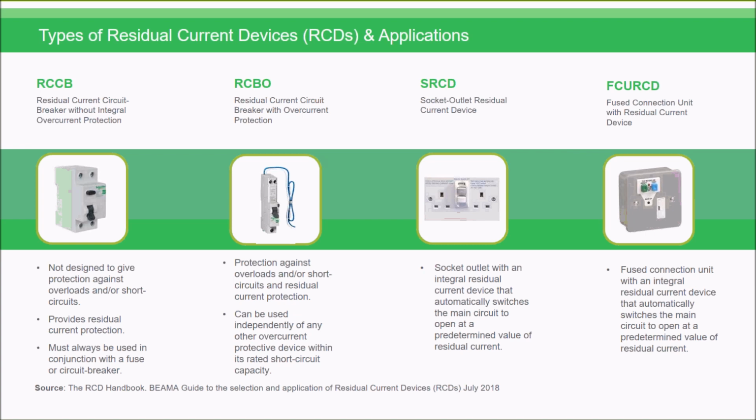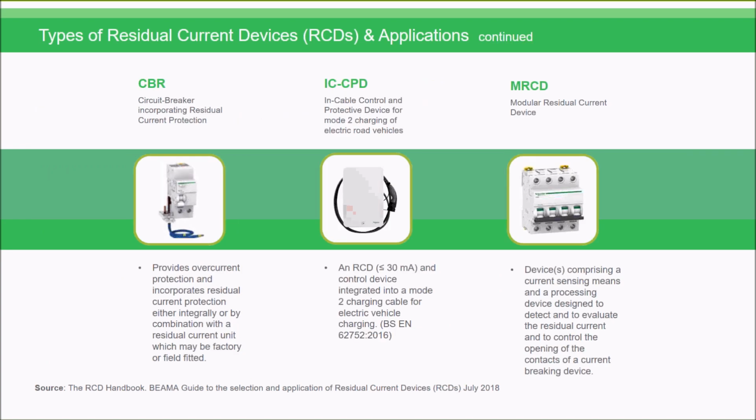We then move on to FCU RCD. So that's a fuse connection unit with an integrated residual current device. This is where you've got a fixed piece of equipment connected through the fuse connection unit, and integral to that you have an RCD, or residual current device, that again can automatically switch the main circuit to open at a predetermined value of residual current. So you can see that they're all types of RCD device within an RCD family, but they perform different functions in different applications.